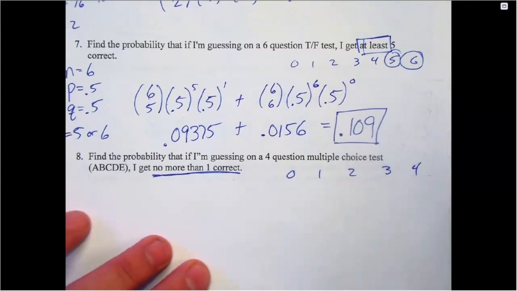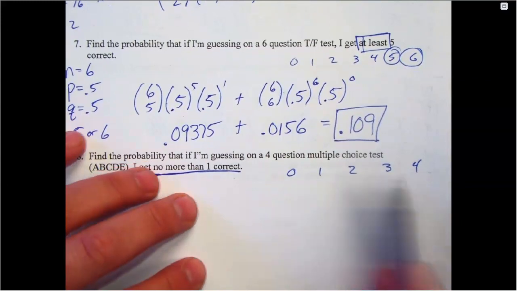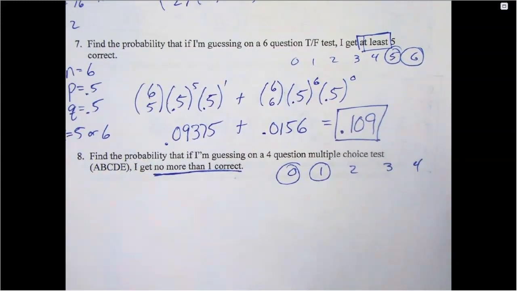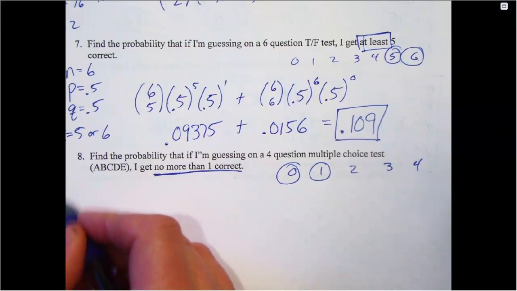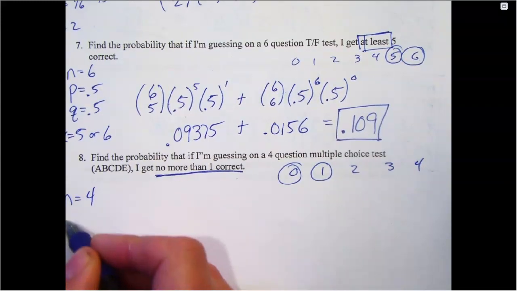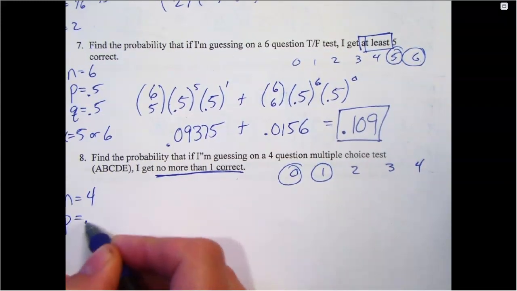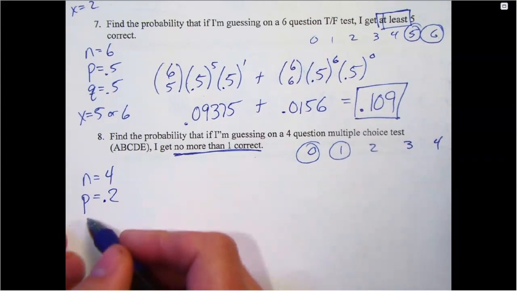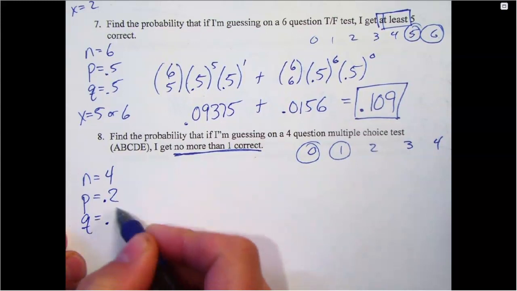No more than 1, again, it helps me to write out the possibilities, and no more than 1 means it could get 0 or 1. Neither of those is more than 1. So I have to do the problem twice. Make sure you know p is 0.2, right? It's 1/5. There are 5 options to choose from.